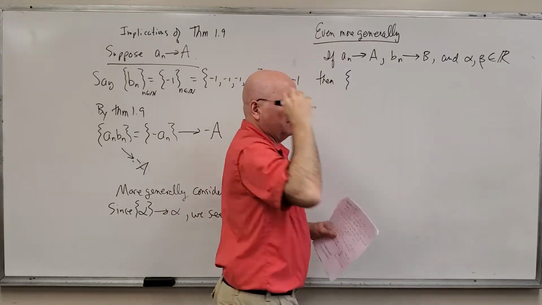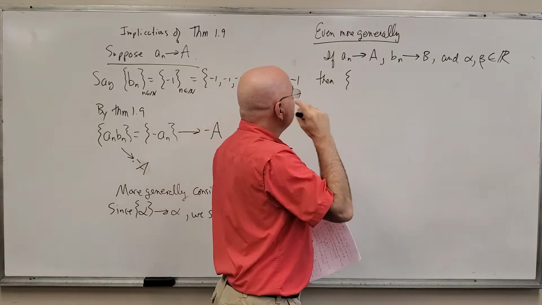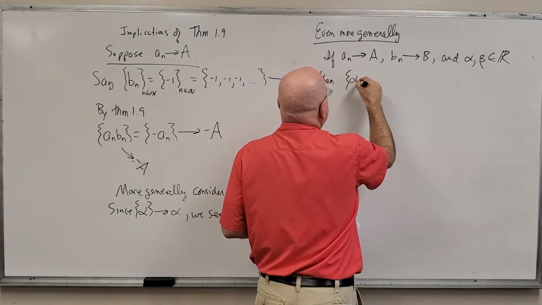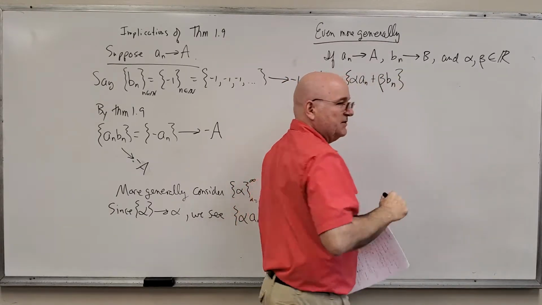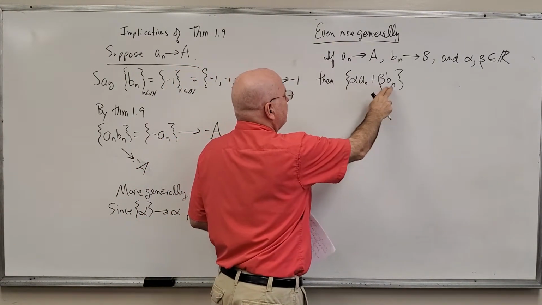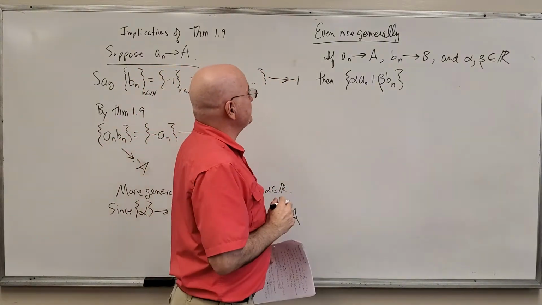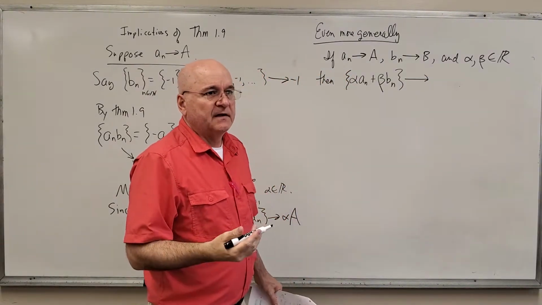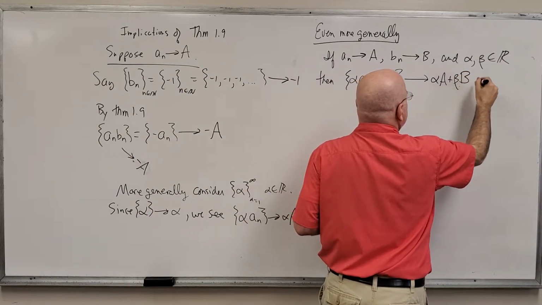then a new sequence obtained by taking what we would call a linear combination of the values in the sequences, if we took alpha an plus beta bn, that's a new sequence obtained by, with the first sequence we multiplied all the terms by alpha, the second sequence we multiplied all the terms by beta, and then we added those together. What's that going to converge to? Yeah, alpha times a plus beta times b.